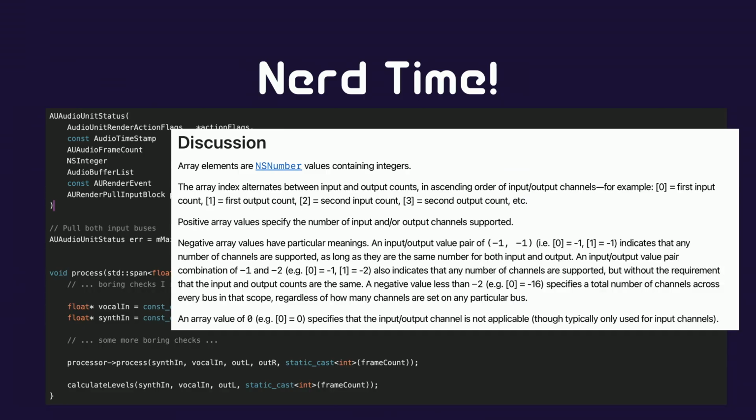You saw back in the previous slide, channel capabilities. You're like, okay, I'm just going to read the documentation, and I'm going to just breeze through this. Like, the array index alternates between input and output counts in ascending order of input-output channels, for example, 0, blah, blah, blah. And I'm reading this, I'm like, what on earth does this mean? Like, input channel, output channel, you can have positive numbers in there, you can have negative numbers. A certain pairing of negative numbers together means something. If you pair them differently, it means something different. And I was very lost.